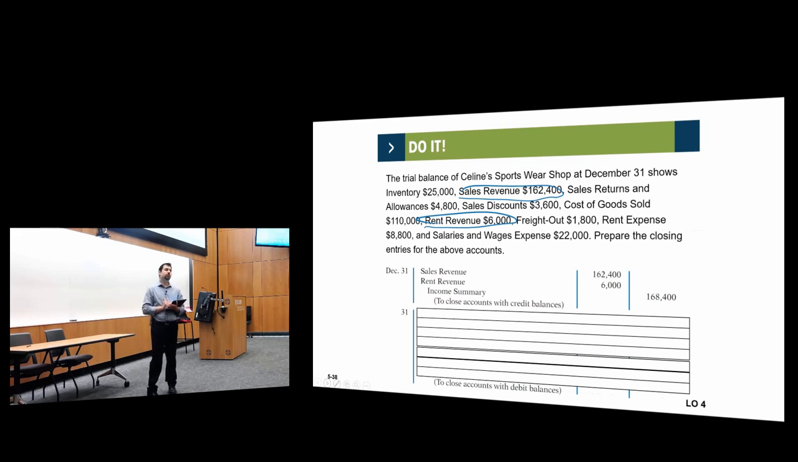Next, what do we do? So that was the first entry, first closing entry. Remember, you have 4 closing entries. First closing entry was to debit the credit accounts. Now we credit the debit accounts. So what do we have? Okay. What about inventory? You debit it or credit it?